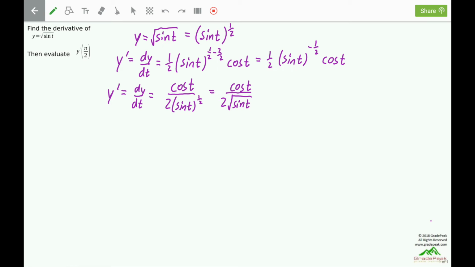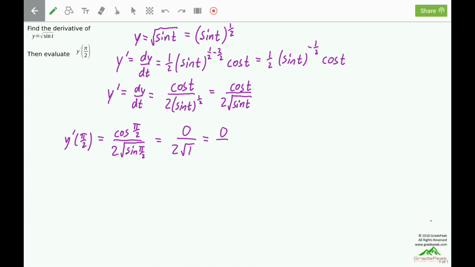Our next step is to evaluate y prime of pi over 2. So let's plug a pi over 2 in for each of our t's. That will give us a cosine of pi over 2 divided by 2 times the square root of sine of pi over 2. The cosine of pi over 2 is a 0. The sine of pi over 2 is a 1.